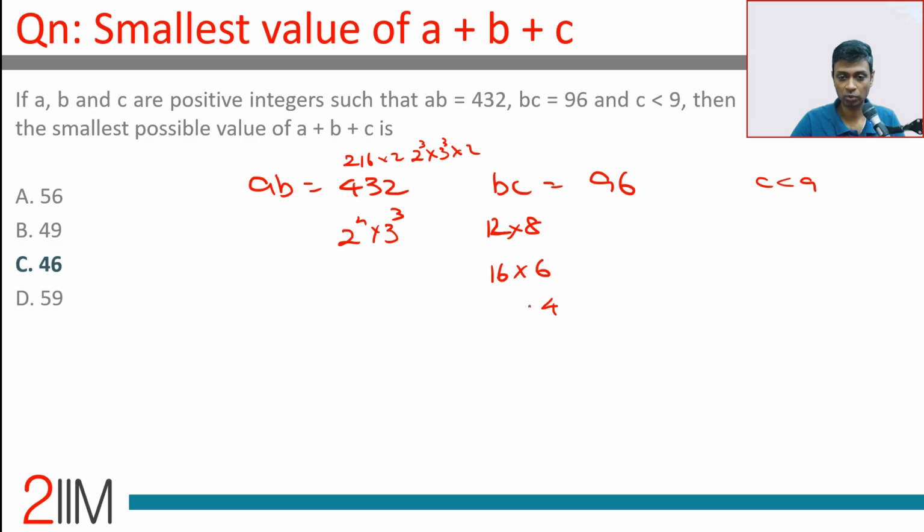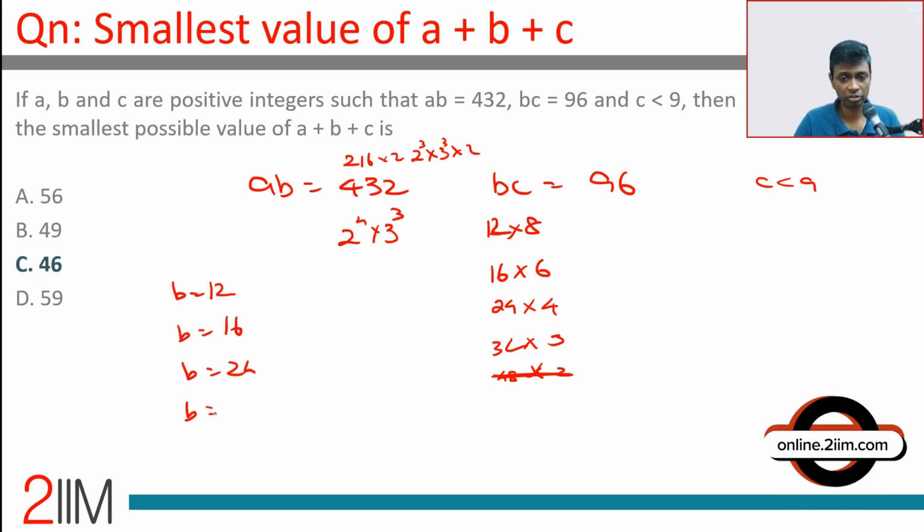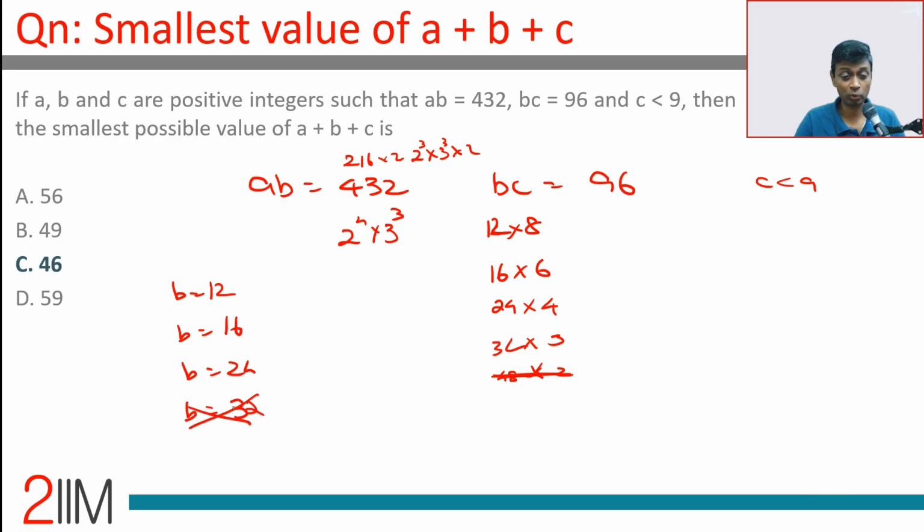4 won't work. 5 won't work. 4 into 24. 3 into 32. 2 into 48. 1 into 96 I think is outlandish. Even this we don't need to worry about. It's one of these 4, and whichever one works. So B is 12, B is 16, B is 24, B is 32. B cannot even be 32, that is 2 power 5, only 2 power 4 into 3 cube.